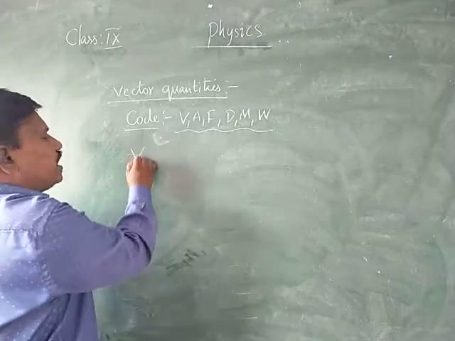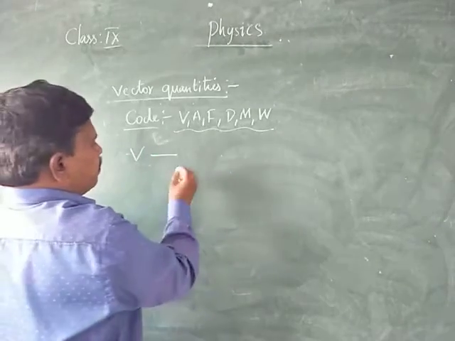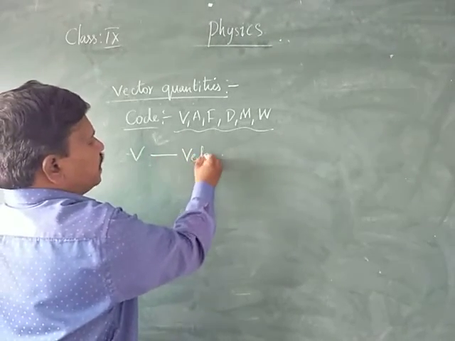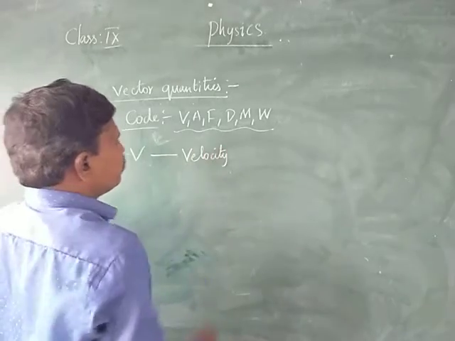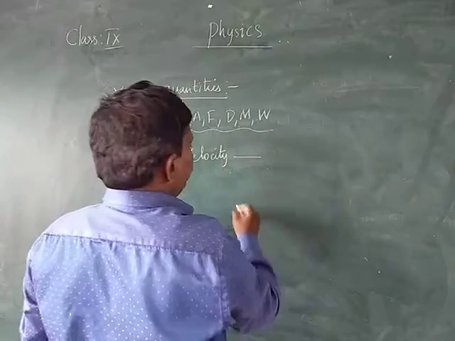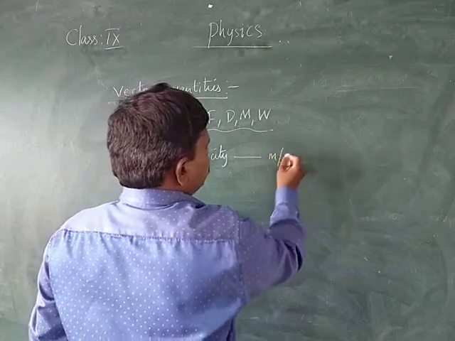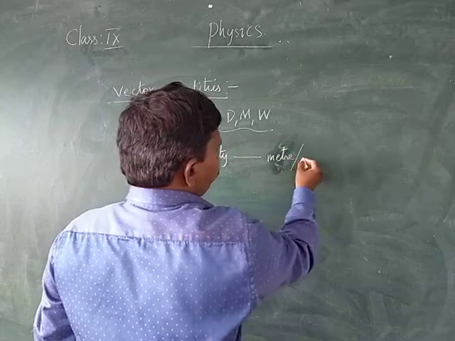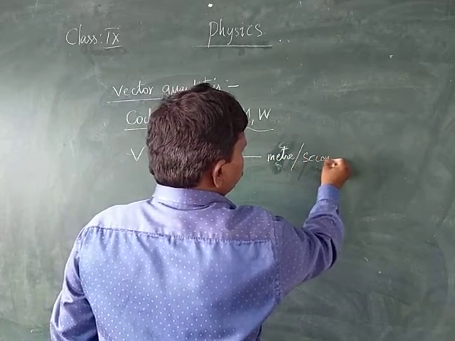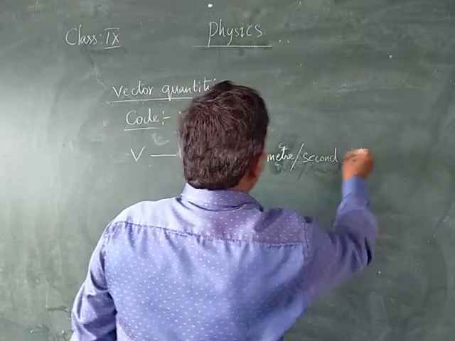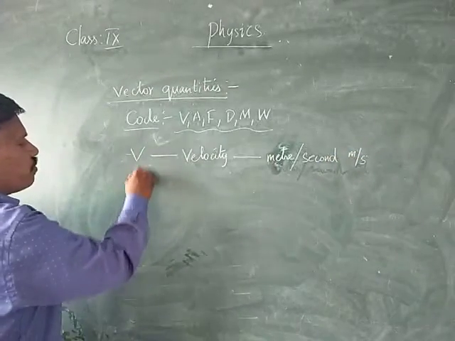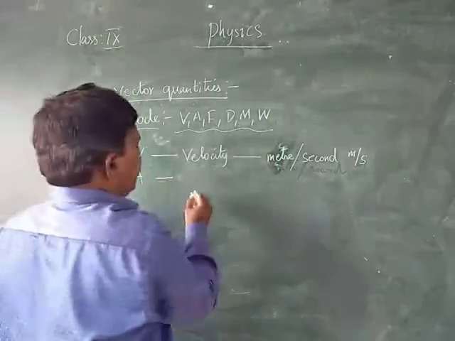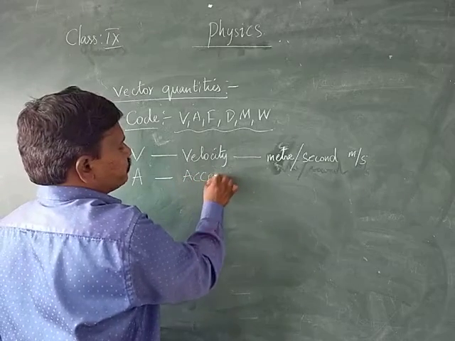What does this V represent? V represents velocity. The unit of velocity is meter per second. The unit of A, here A is acceleration.